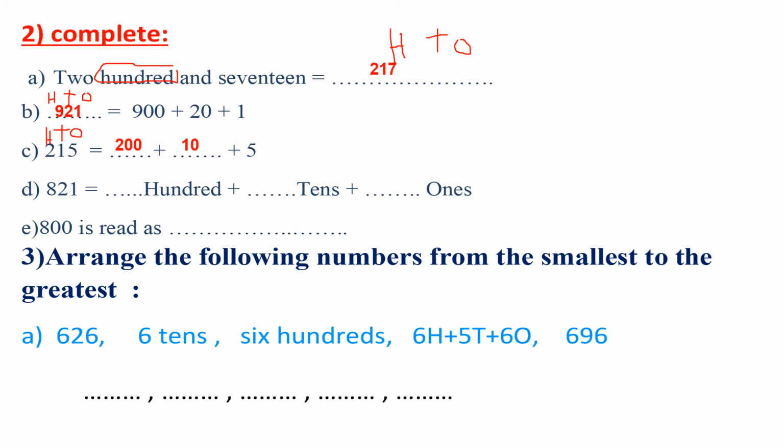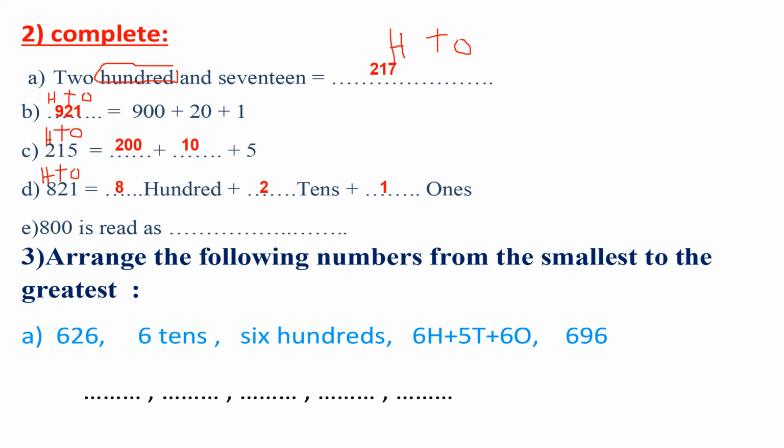Okay, number D, we have 821. I need to know in hundreds which number, in tens which number, in ones which number. I will put the places: ones, tens, hundreds. In hundreds we have 8, and in tens we have 2. In ones we have 1, so I will put in ones 1, in tens 2, in hundreds 8.